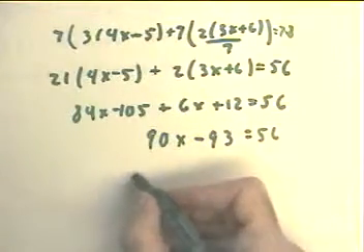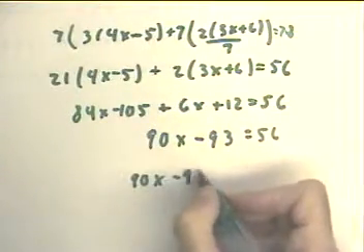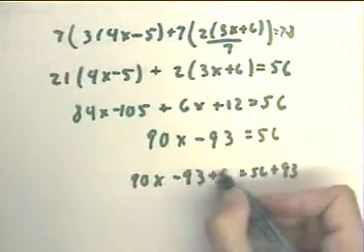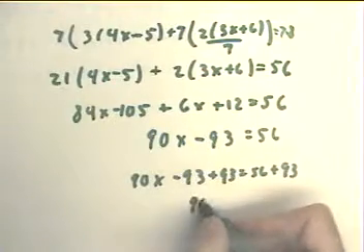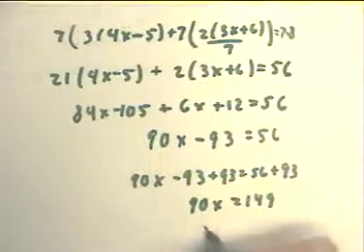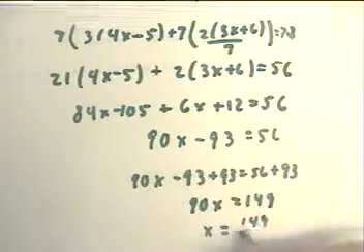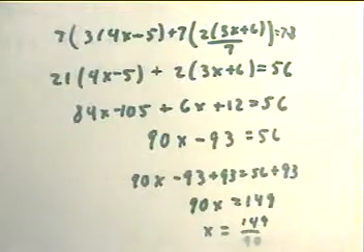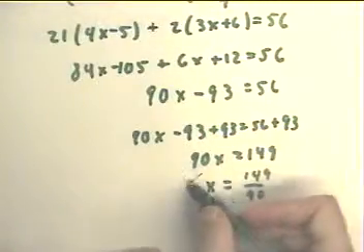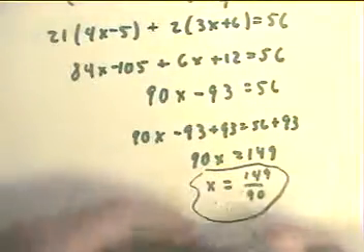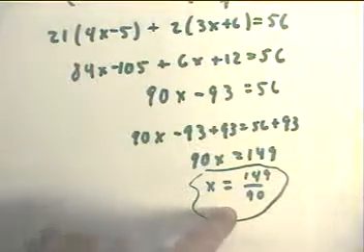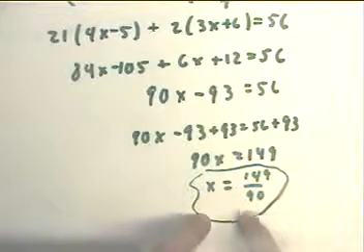And we get 90x minus 93 equals 56. We add 93 to both sides, and we get 90x equals 149. So that x is 149 over 90. You can do prime factorizations of 149 and 90, and you'll find that there's nothing in common there. So that what we have here is in lowest terms. So that's the solution to this equation.